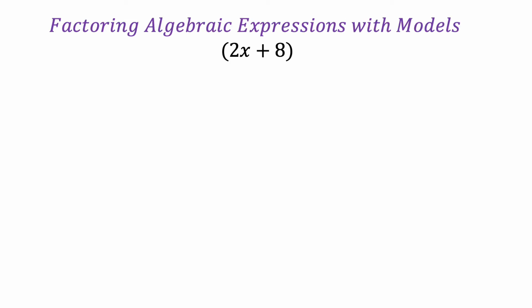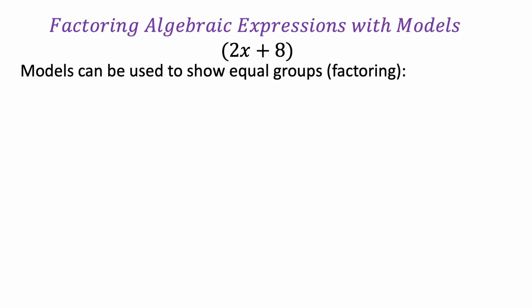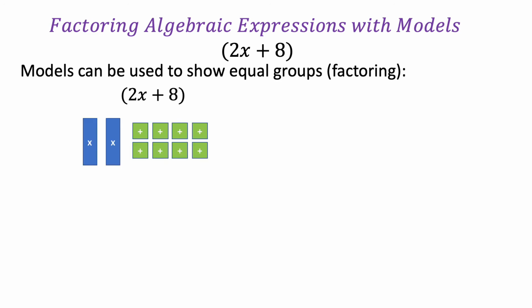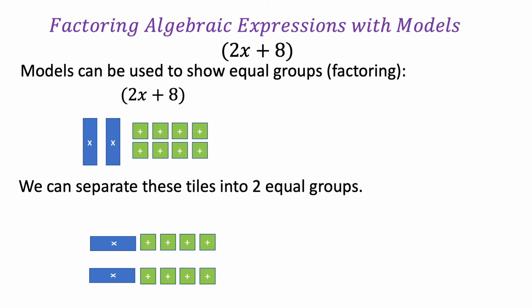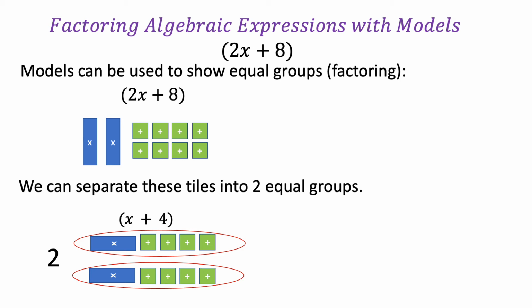Algebraic expressions like this one, 2x plus 8, can also be factored. Let's look at a model for 2x plus 8. They can be shown with equal groups. We have 2 x's and 8 1's. If we separate these tiles into 2 equal groups, we'll see one x with 4 1's and another x with 4 1's. So we have 2 groups of x plus 4.